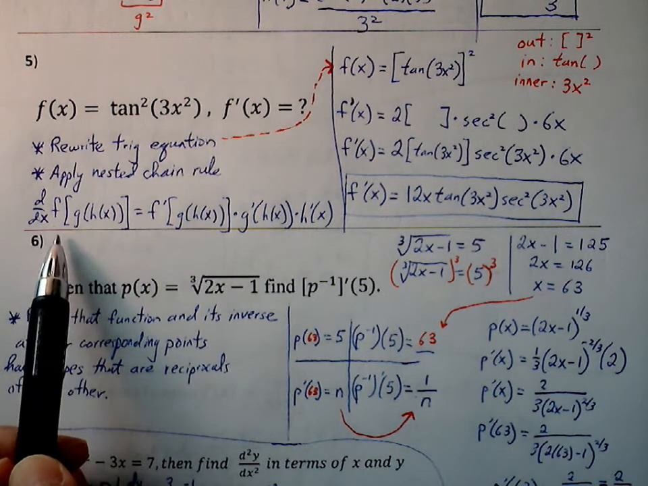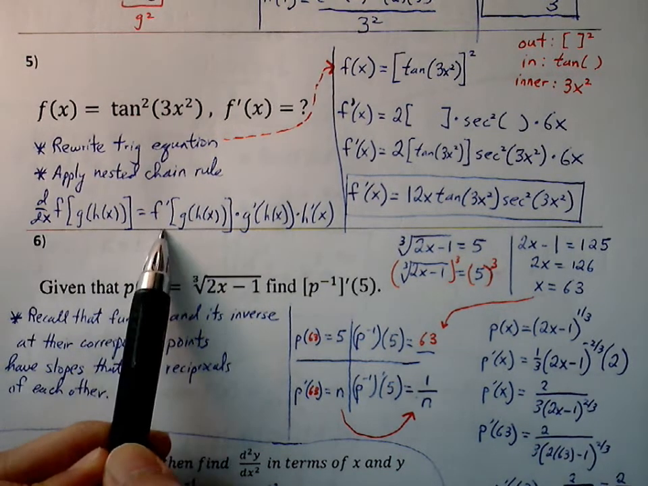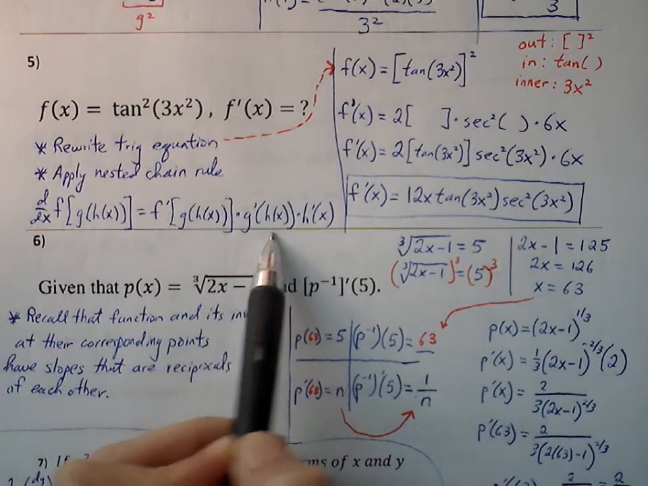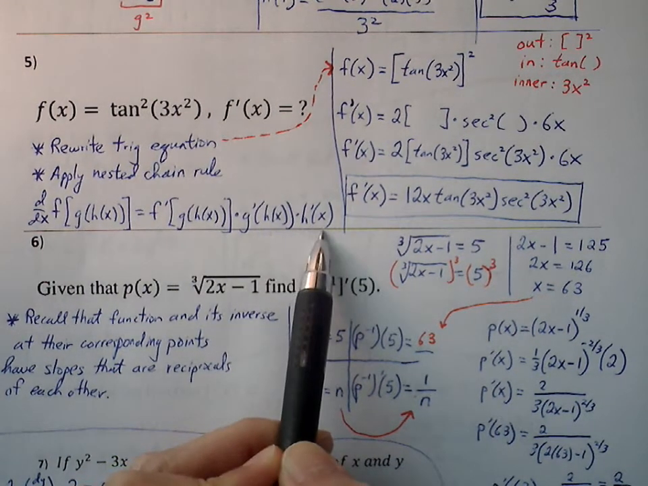So I'm going to take turns with each of the derivatives. First, I'm going to take the outermost function's derivative, f prime of g of h of x, times g prime of h of x, times the innermost function, the h prime.